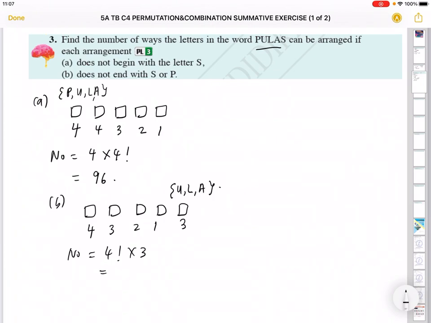My answer is 72. Right, take note that the answer from the textbook is 108. I am not sure why they put 108, because I am pretty sure the answer is 72. If you count again, you check with your teacher in school, yeah, the answer is 72.